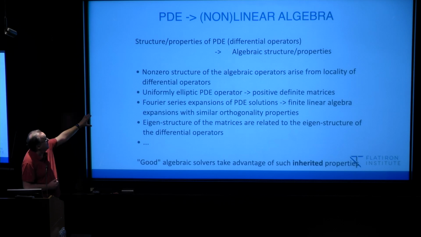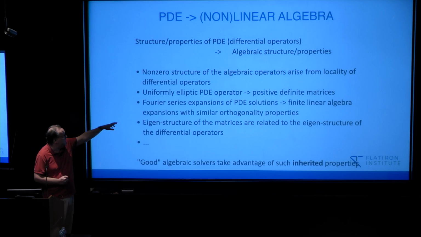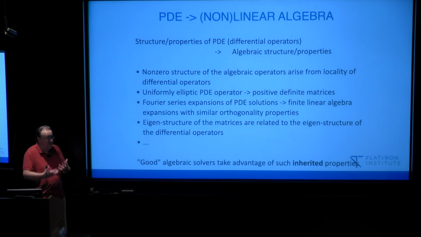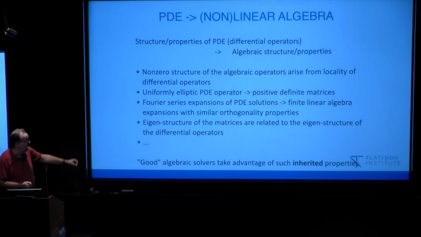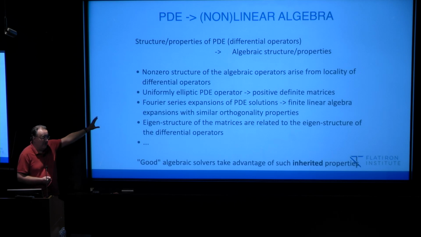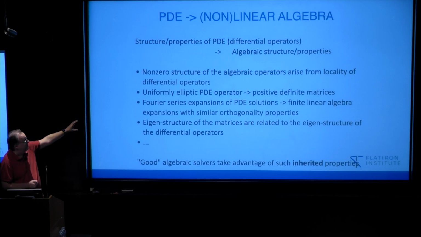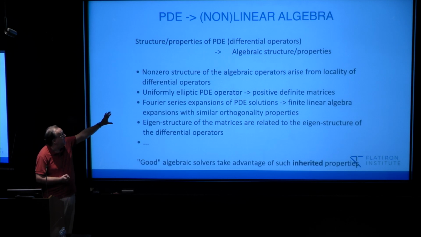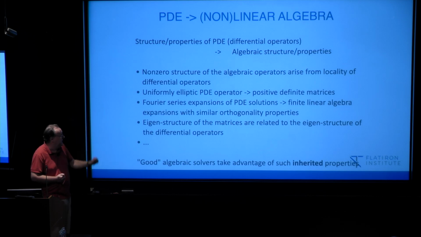Things like when you can do a Fourier series expansion for PDE solutions correspond to linear algebra expansions, and you have similar orthogonality properties to those in the underlying PDE. Robert talked a bit about discrete Fourier transforms and so forth. That's where this fits in, and that's why you can use FFTs to solve many PDEs really efficiently, because you're taking advantage of this structure that comes from the underlying PDE and appears in the linear algebra.